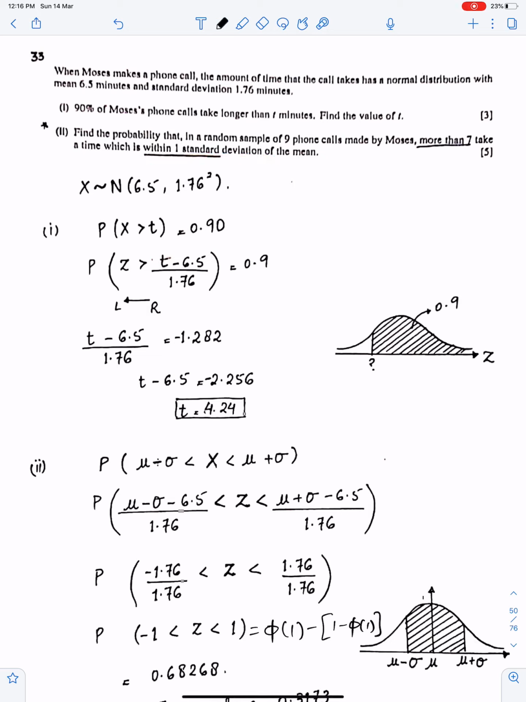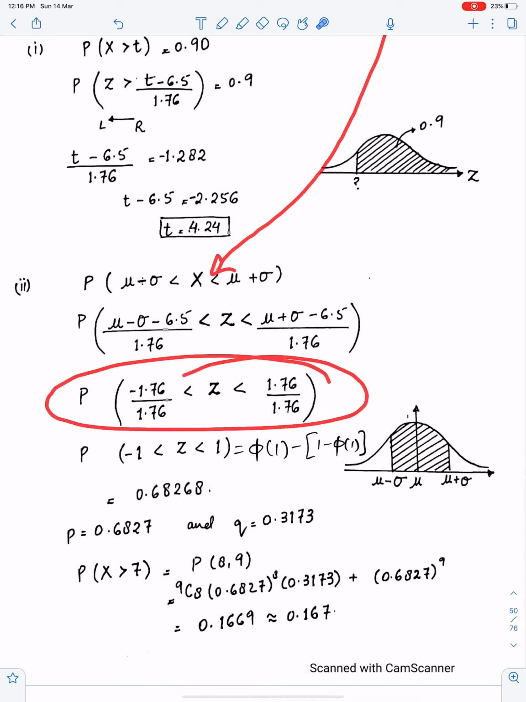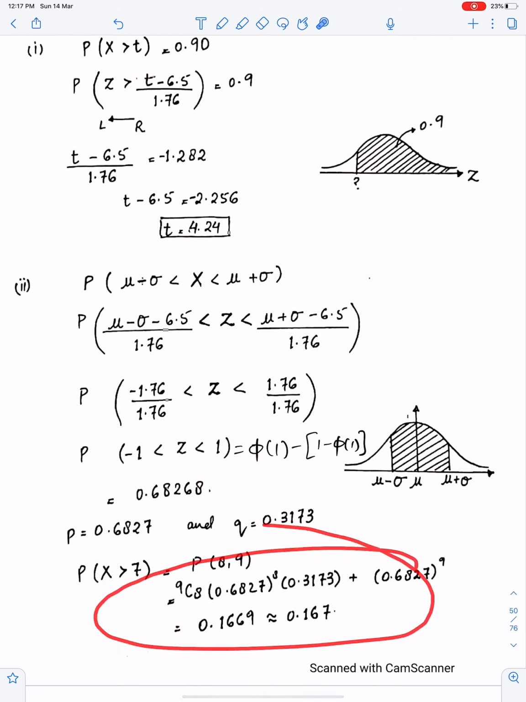This means this thing, modulus x less than mu plus 1 sigma. I have discussed this concept in detail in my first lecture. So when you will expand this, you will get this thing. So when you will solve this, you will get this, and this is the p of binomial. And then use this and get the answer.